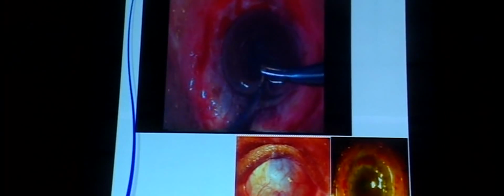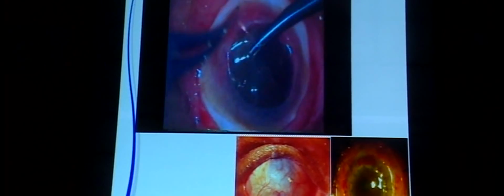But this is how you dissect the graft after punching the donor button fixed onto a prosthesis, and then do a dissection to get the limbus. This is a PK done, and this is the limbal graft which is staying there. These videos are actually about 12 years old.